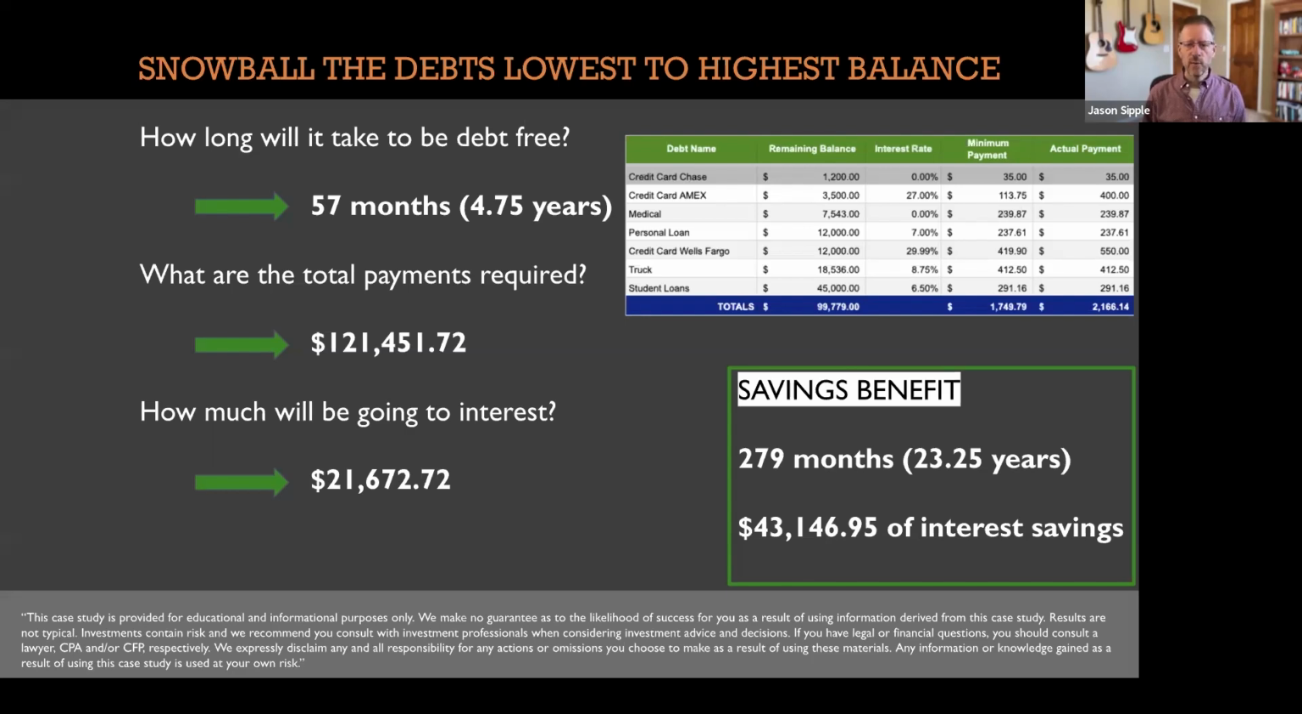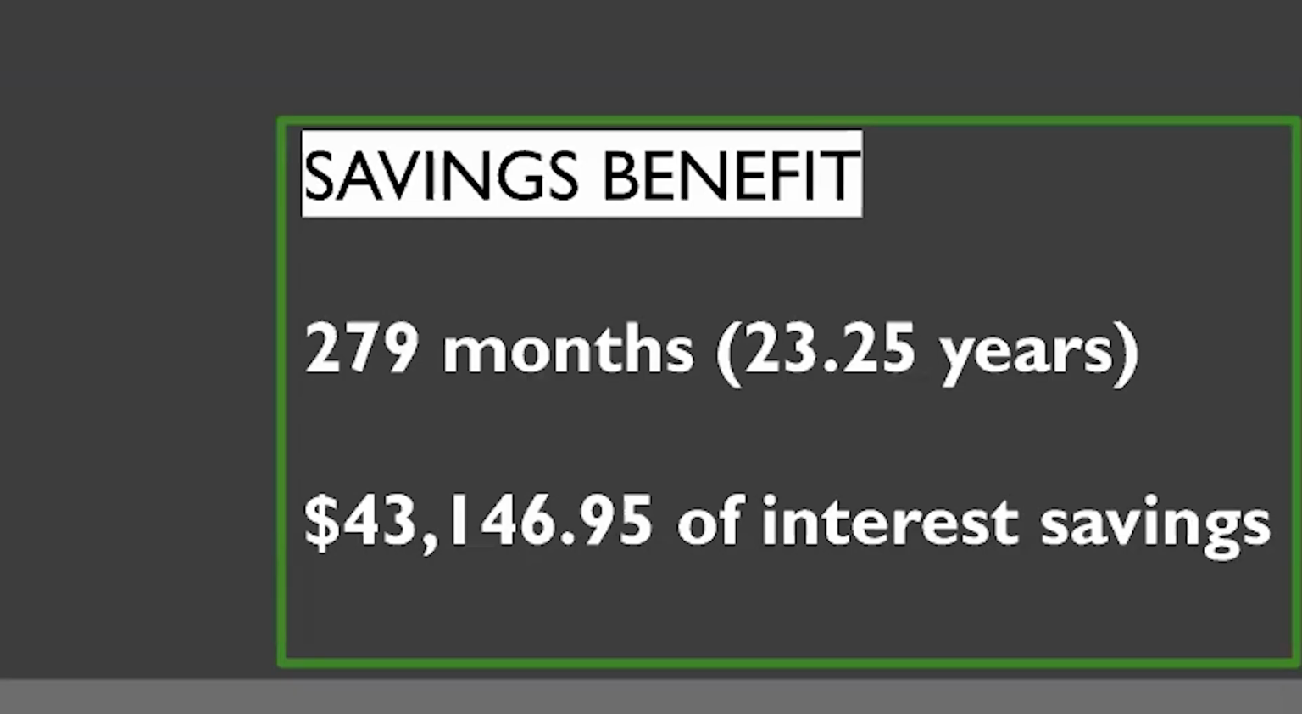So for everyone watching this, I'm sure if this was you and you're looking at this as your debt situation, wouldn't you want to do it this way? It's a lot faster. It's a lot more efficient. I pay less interest. So essentially, from option one to option two, you're saving about 23 years of time and about $43,000 of interest. So that's pretty remarkable.